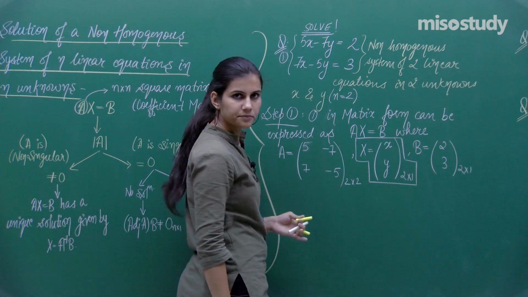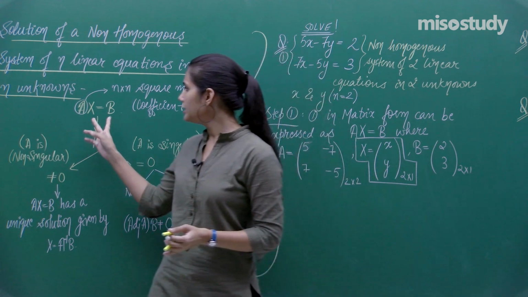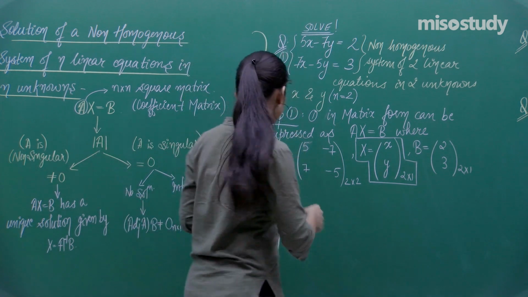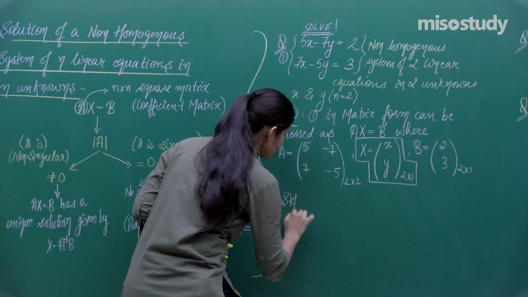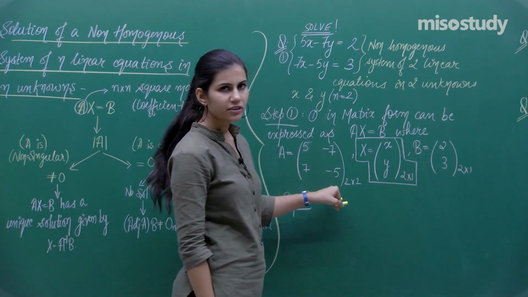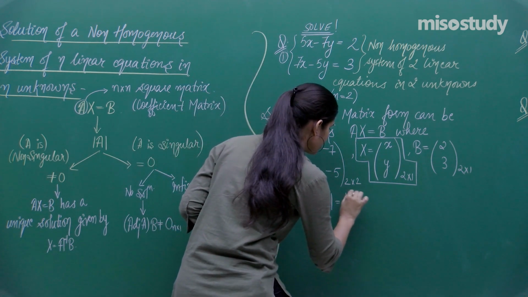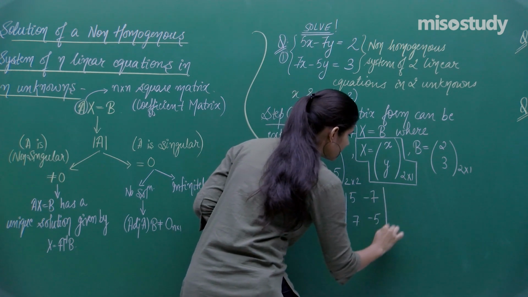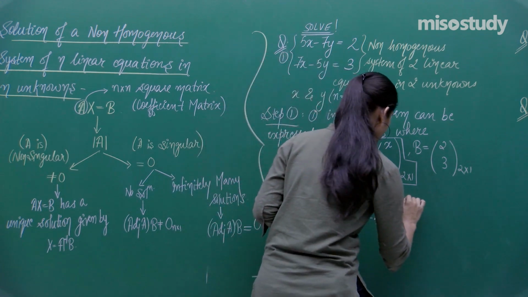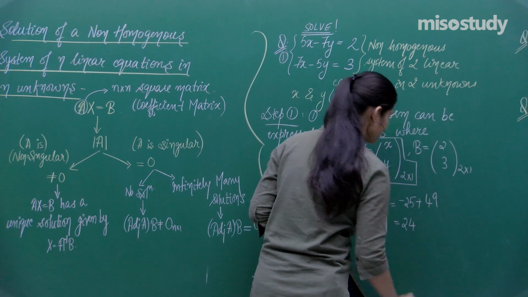After this step 1, what is the next step once we have written it in the matrix form? Let's revisit. After you have written it in the matrix form, you are now going to talk about the determinant of A. So let's talk about the determinant of A in step 2. A is a 2 cross 2 matrix, it is a square matrix, so talking about its determinant is a valid point. Determinant of A is equal to determinant of 5 minus 7, 7 minus 5. Product of diagonals minus product of off diagonals. This is minus 25 plus 49, which gives you 24.